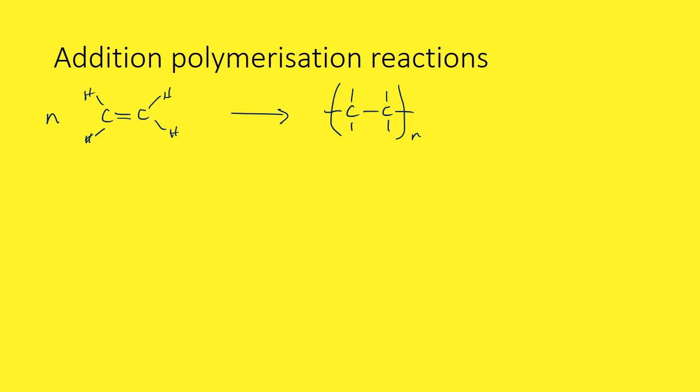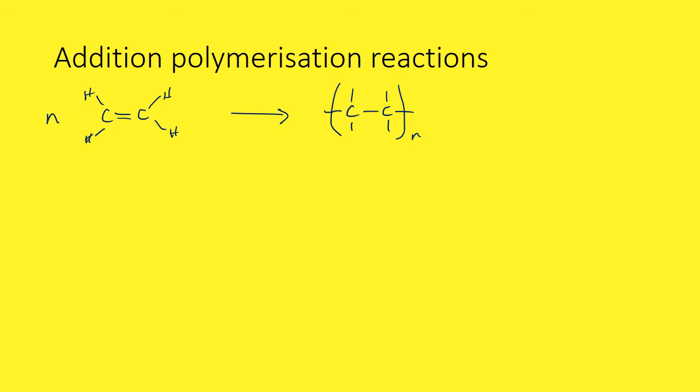Now here we've got the simplest one, but we could also have different alkenes, where one of the hydrogens might be substituted for a different group, and then you're going to get different polymers with different properties. But what we're going to do now is look at the three types of questions you can get on the addition polymerization reactions. This is the first type. If you have this monomer, what does the polymer look like?